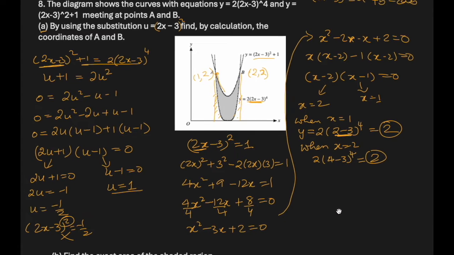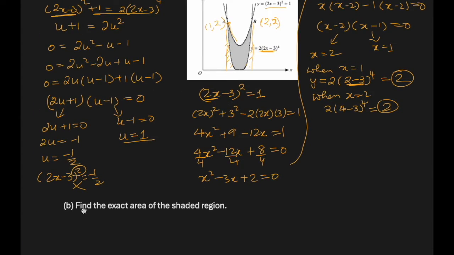Hopefully there will not be any problem. So let me write both the equations here. That is the plan. This is x is 1, this is x is 2. From 1 to 2, I will find the area under the first curve, which is ∫(2x − 3)² + 1 dx, and then I will subtract from 1 to 2 the integration of this one, ∫(2x − 3)⁴ dx.